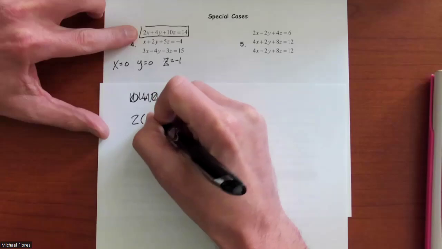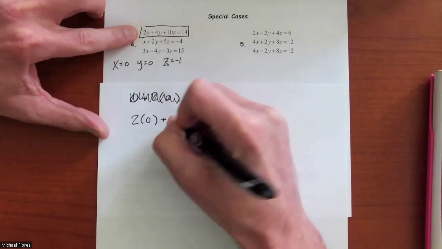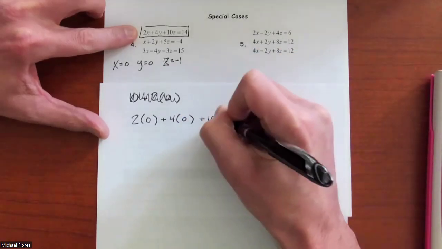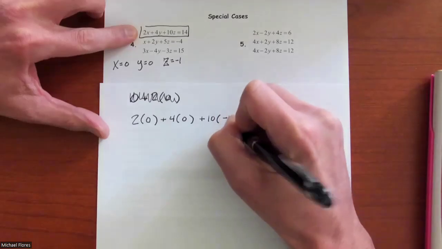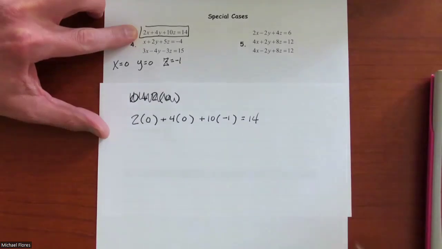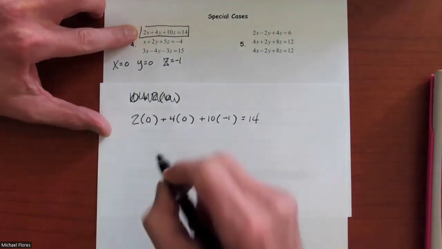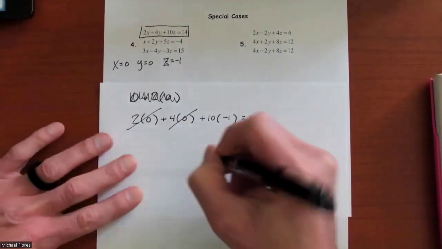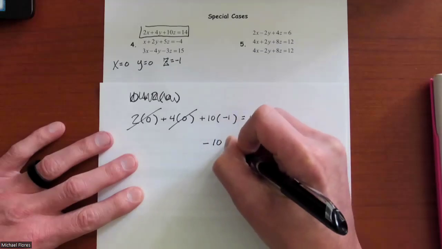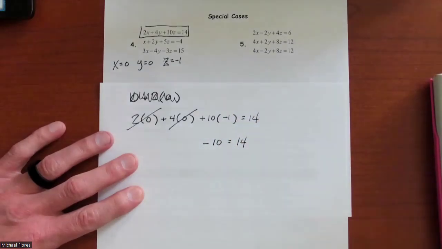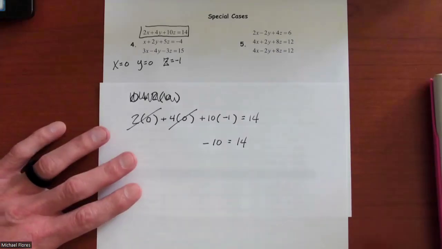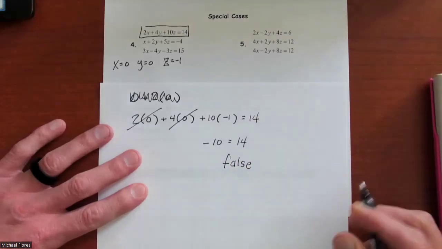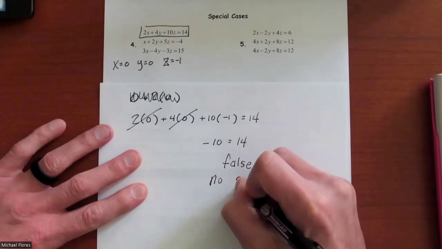It said x was 0. Y was 0. And z was -1. Okay, well, 2 times 0 is 0. 4 times 0, 0. 10 times -1 is -10. And we set that equal to 14. Now you're just determining, is this a true or false statement? Well, it's false. -10 does not equal 14. Therefore, your answer is no solution.